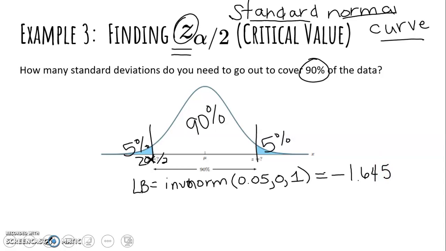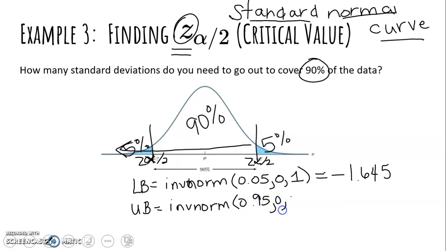Now, let's do the upper boundary and see what we get. So the upper boundary would be invNorm, and we want to put the area to the left of it. Well, the area to the left is the 90% and the 5% together, so that's 95% or 0.95. When we put this in our calculator, we will get positive 1.645. What you're going to find if you do both the lower boundary and the upper boundary is that it's going to be the same number, but they're going to be opposites. One's negative and one is positive. So really, you only need to find one, and then your critical value is just going to be the positive version of that.